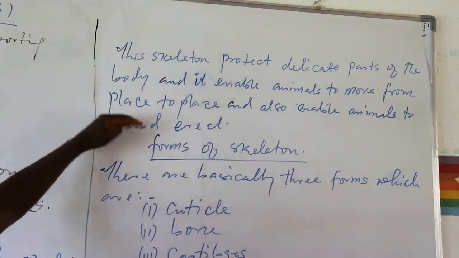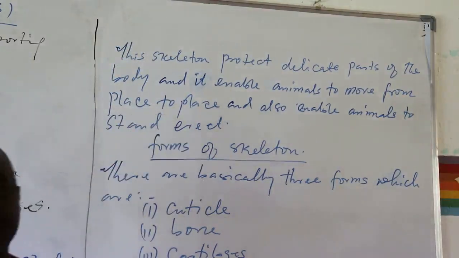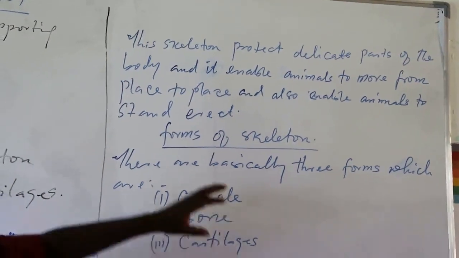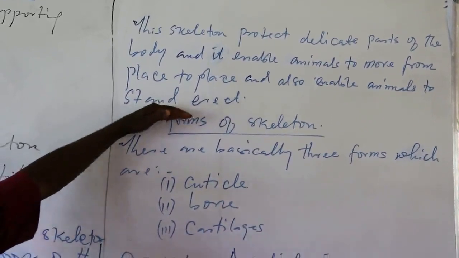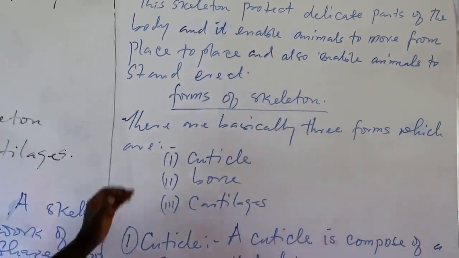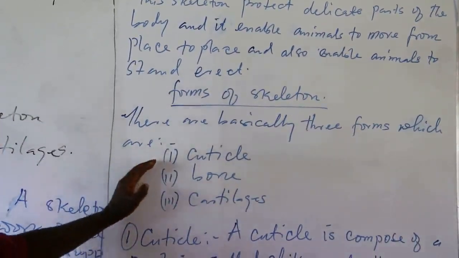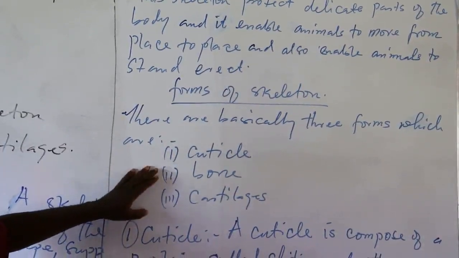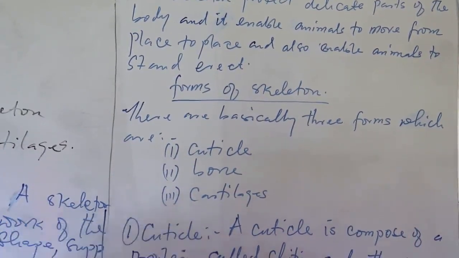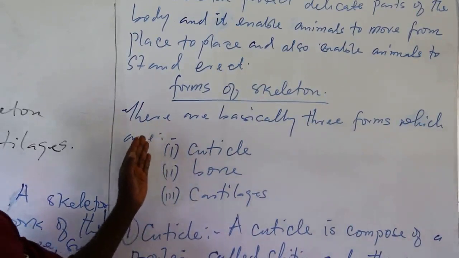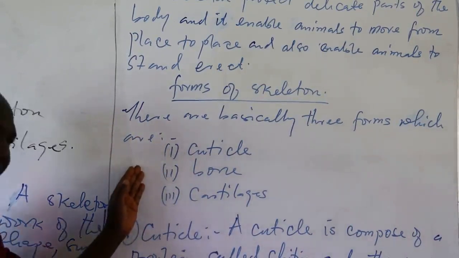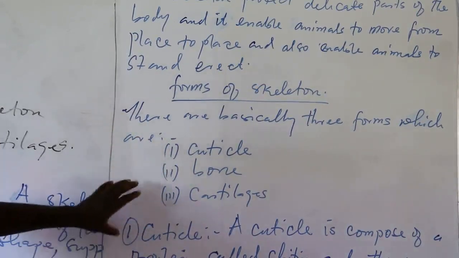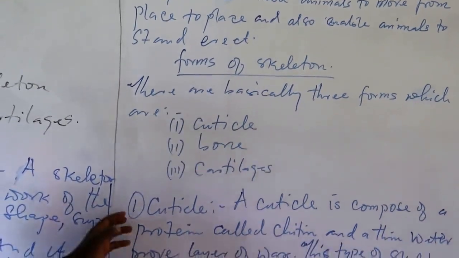Then we have forms of skeleton. Skeletons are basically grouped into three forms. We have 1, cortical, 2, bone, 3, cartilages. So we are going to be looking at each of these forms of skeleton. First, cortical.